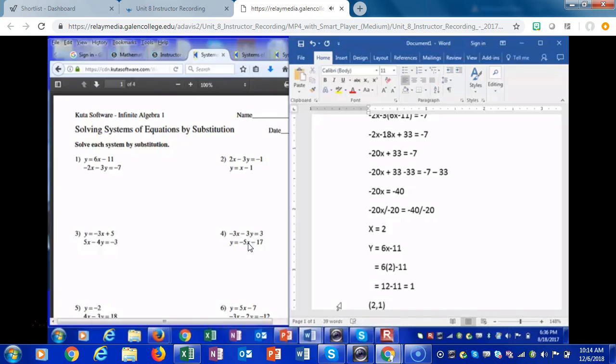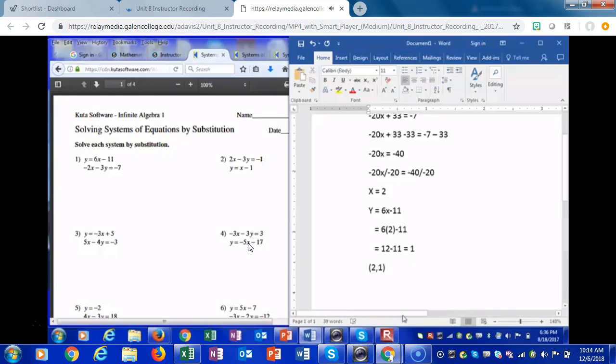Now, how would you know if you did it correctly? Well, I will show you a check step. This is the check step. You would input 2 and 1 for both equations to make sure it works. So, of course, y is 1, and that's for this first equation. If y is 1, that equals 6 times 2 minus 11. Is 12 minus 11 1? It is. So you can say it works here.